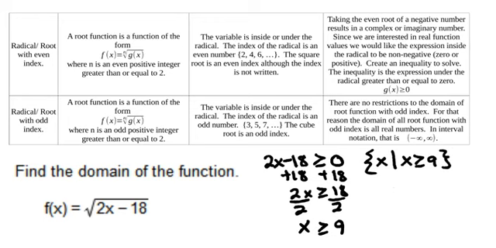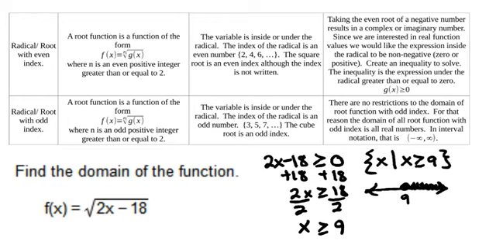Or you can write it in interval notation. In interval notation, you would mark 9 on the number line. 9 is included in the domain, so we're going to put a closed circle on 9. And then we also want our x values to be greater than 9. And so I would shade to the right of 9, indicating greater than 9.